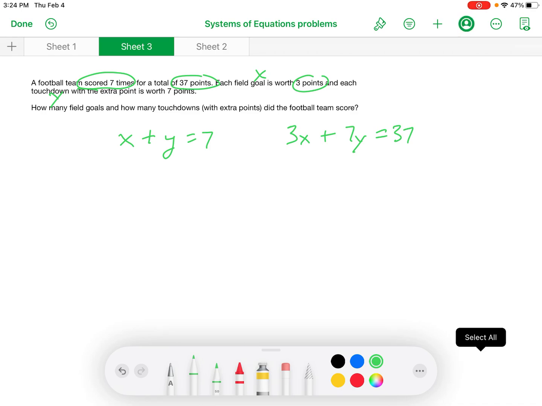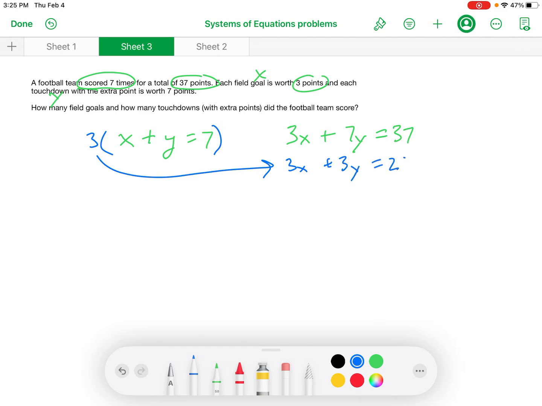Because they're both in standard form, this lends itself really well to solving by elimination. When you do that, you want one of your variables to have the same coefficient. Since right now this is both x and y, I could actually multiply this entire equation by 3. And I'm going to do that right here. So 3 times x is 3x, 3 times y is 3y, and 3 times 7 is 21. And now I can just simply subtract those equations, and it's going to eliminate the variable.